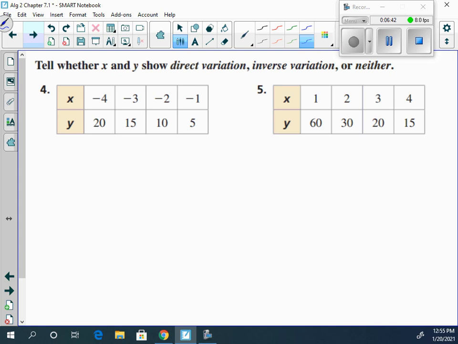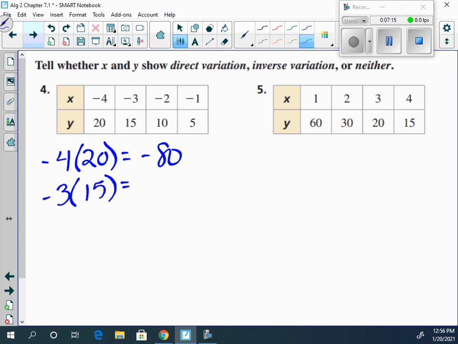So number 4, we have -4, -3, -2, -1, and 20, 15, 10, and 5. So what do we want to try first? Direct or inverse? Okay, inverse would be we multiply it. So we can say -4 times 20. Well, -4 times 20 would be -80. -3 times 15 would be -45. So those two aren't the same, so it wouldn't be inverse.